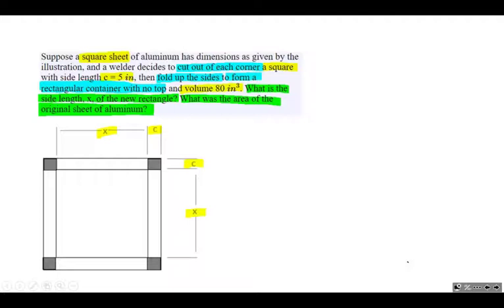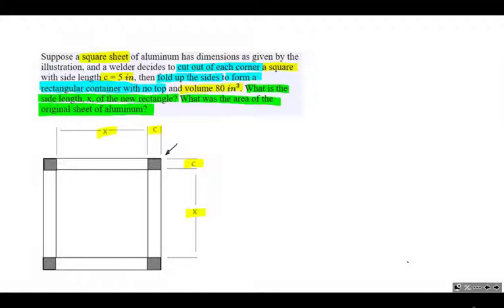each corner a square with side length C equals 5 inches. That's this little cutout right here. Then fold up the sides to form a rectangular container with no top and a volume of 80 cubic inches. Question 1, what is the side length x of the new rectangle? And question 2, what was the area of the original sheet of aluminum?